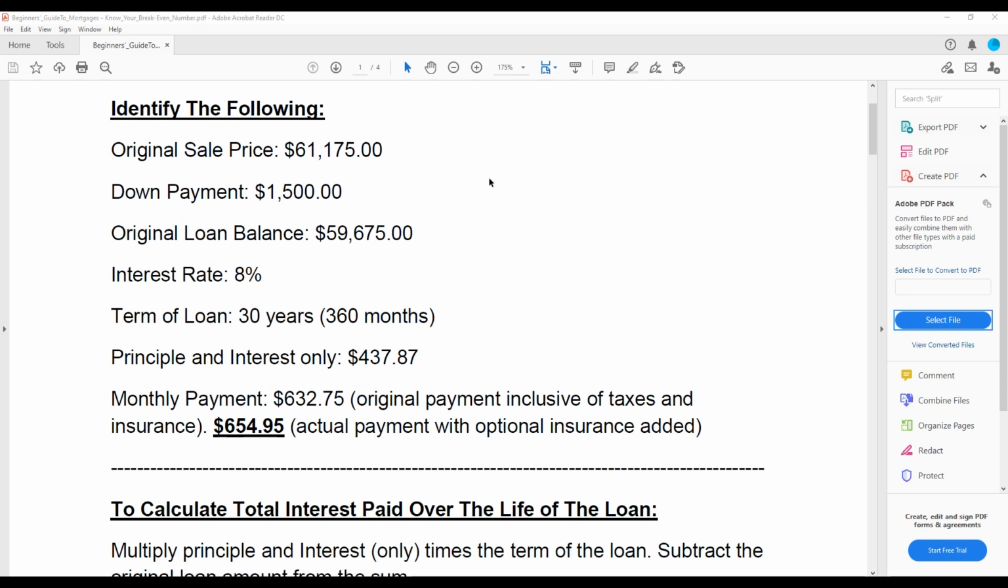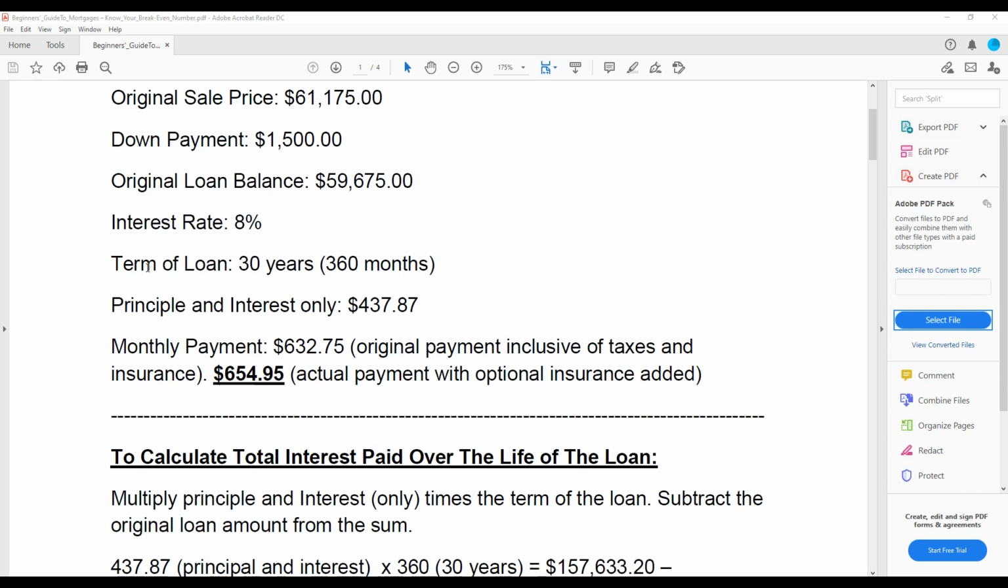So the original price for the property was $61,175. The down payment was $1,500. And that left the original loan balance to be $59,675. In the year 2000, the going interest rate was 8%. The term of the loan, 30 years, 360 months. It's important to know this number here, because when we do our calculations, we're going to do our calculations in terms of months and not years.